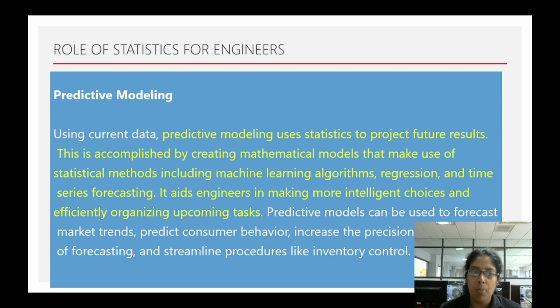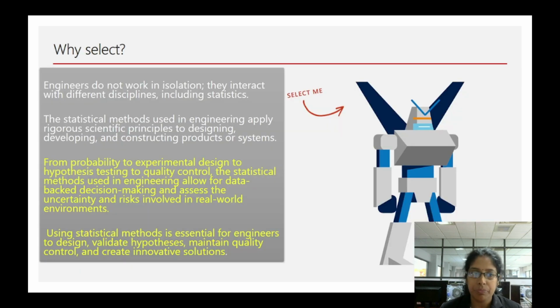Next, we are going to talk about predictive modeling. Predictive modeling uses statistics to project the future result. If we know a few of the mathematical models which make use of statistical methods, such as machine learning algorithms, regression, and time series forecasting, it helps engineers make more intelligent choices and effectively organize upcoming tasks.